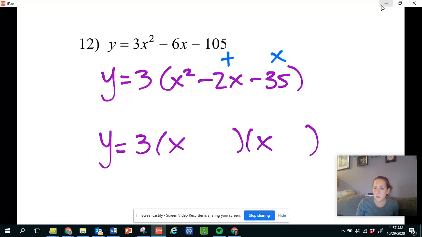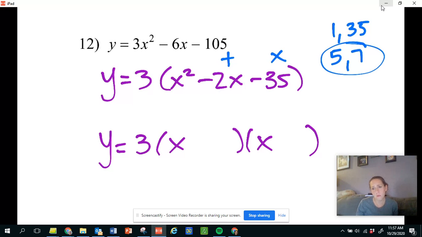So things that multiply to 35, we're going to have 1 and 35, 5 and 7. That's it. So which ones give me 2? Well, 5 and 7 happen to only be 2 apart from each other. So I want to get negative 2. So that means that I'm going to have a negative 7 and a positive 5. Because when I add those together, I get negative 2. Multiply them together, I get negative 35.